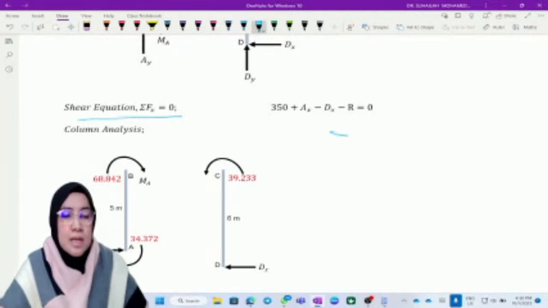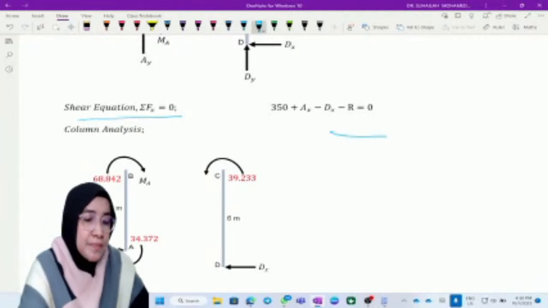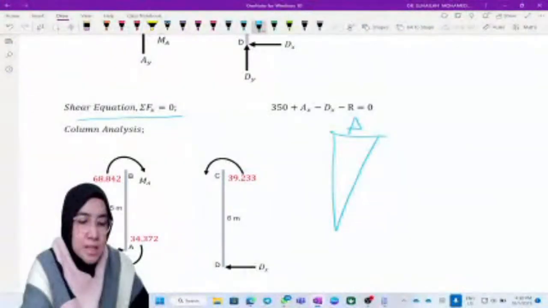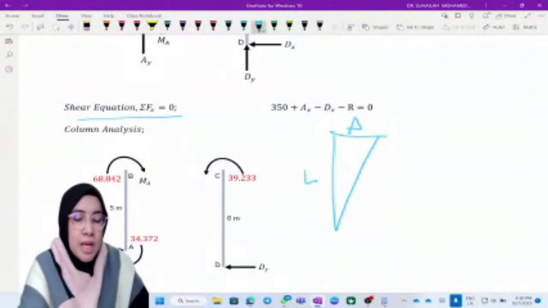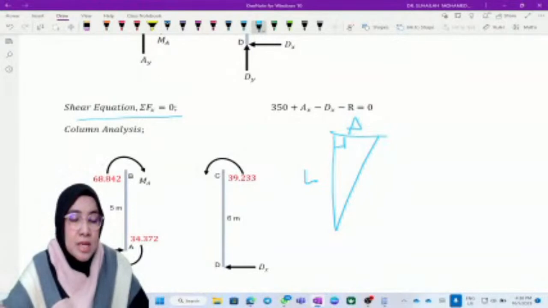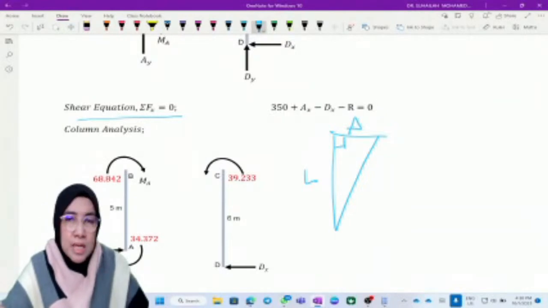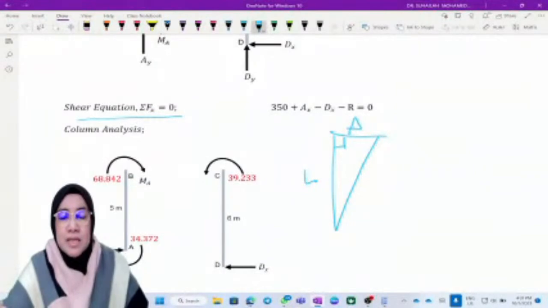Because when sidesway occurs, it refers to the column like this. This is the delta, and this is the length L. Between delta and L, it is perpendicular. So delta actually occurs perpendicular to L. It is actually referring to shear towards the column. So that is why we call it the shear equation. Our main aim is to have the equation to calculate R, the restraining force.